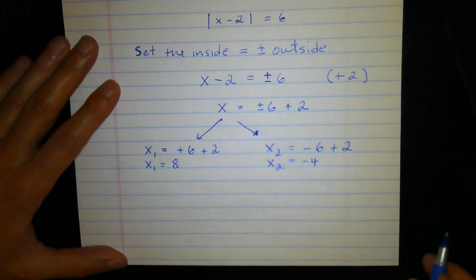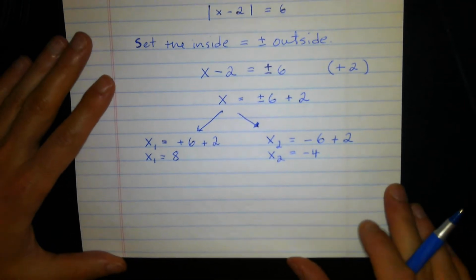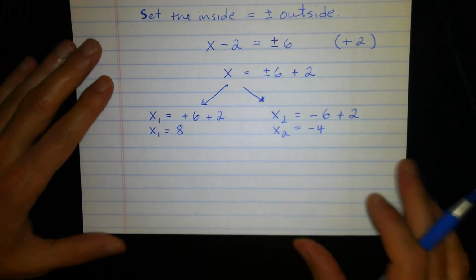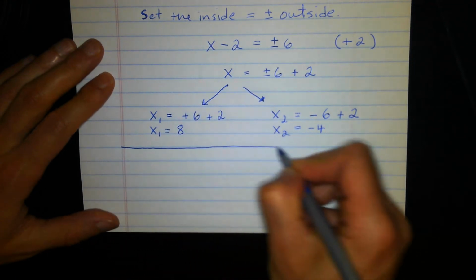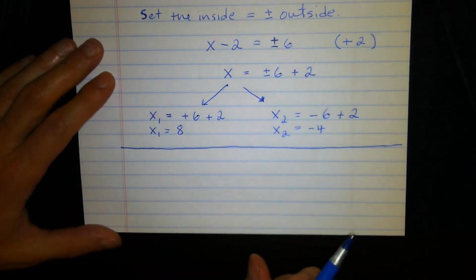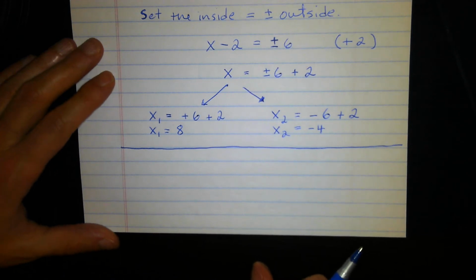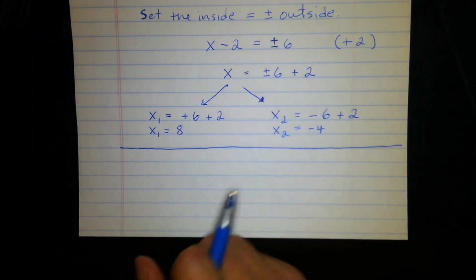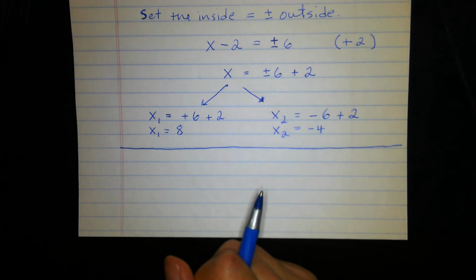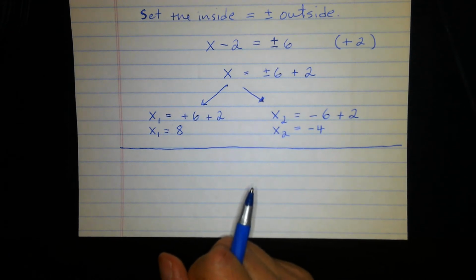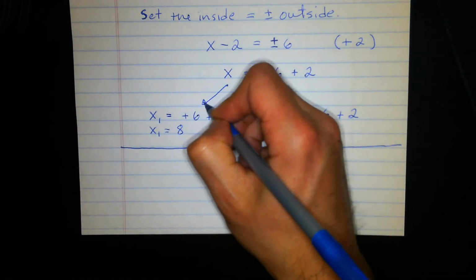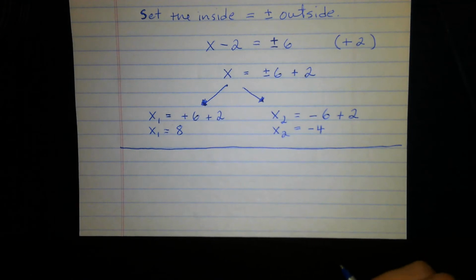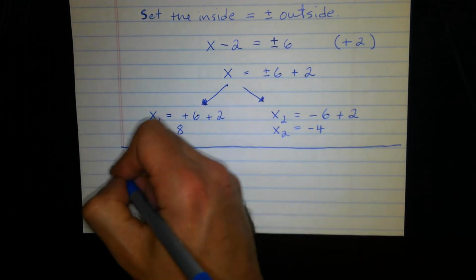Okay? All right, so I'm going to run another quick example for you here. So, I mean, I guess if you tried doing exactly what I said to do, set the inside equal to plus or minus the outside, you might run into some extraneous roots here, but I'm just going to give you a heads up on when you don't need to solve these or when there are no solutions, okay? So let's look at this quick example.